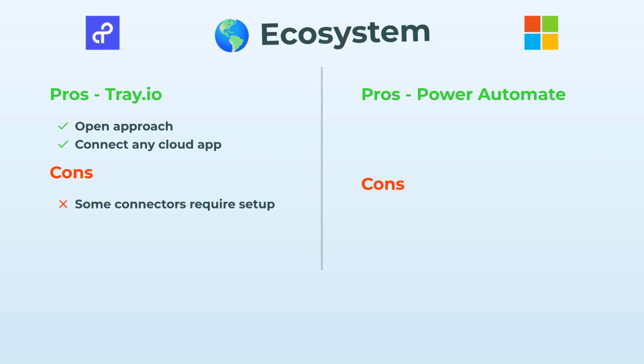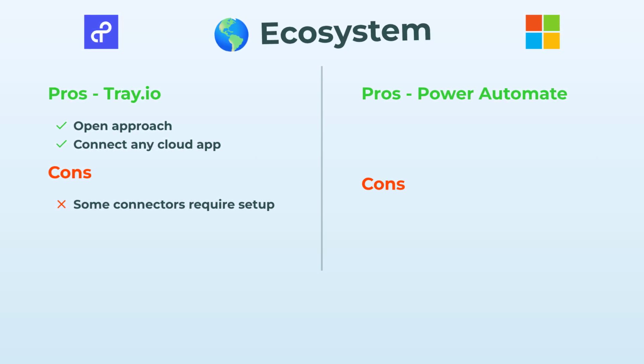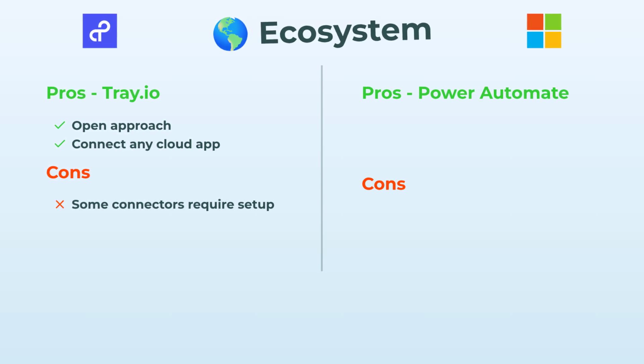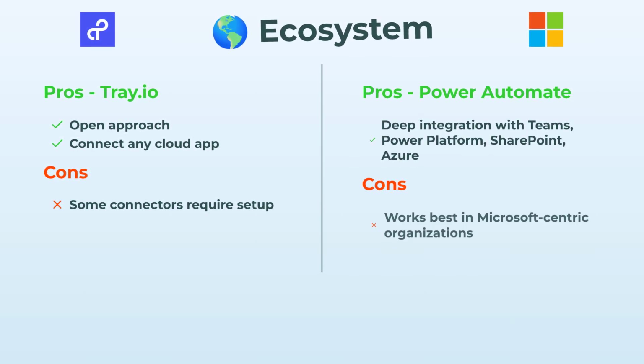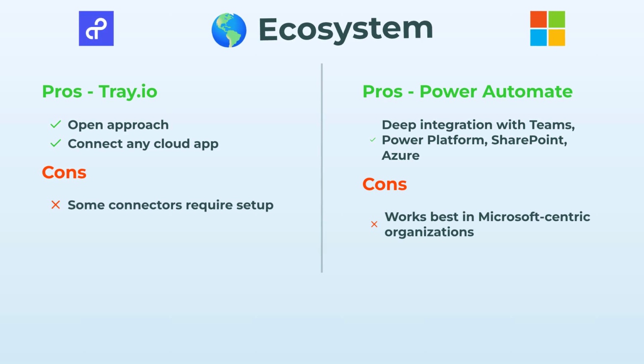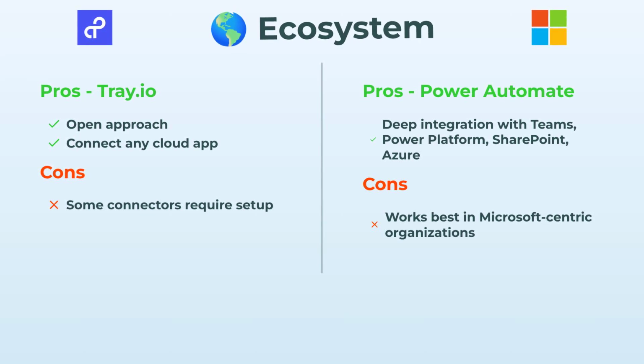Finally, let's talk ecosystem. Tray.io is all about the open road. Pretty much any cloud app, you can wrangle it in here as long as you don't mind a little extra setup. Very versatile. But Power Automate, wow. Microsoft just rolls out the red carpet if you're using Teams, SharePoint, the whole Power Platform, Azure. It all just fits together so beautifully if you're already living that Microsoft life. But here's the thing, it kinda expects you to stay in the Microsoft universe. For most companies, that's actually a huge advantage, so Power Automate sneaks away with a quiet win here.